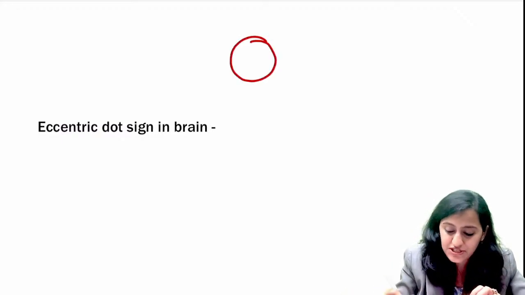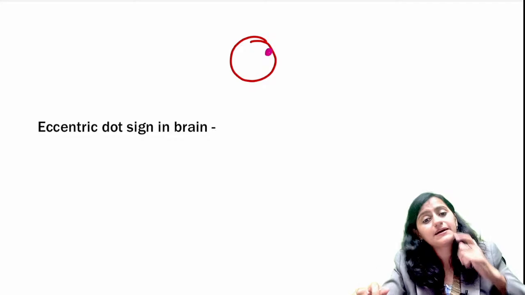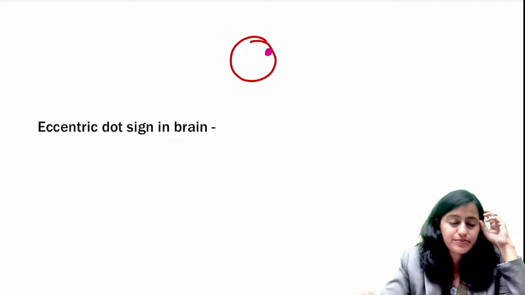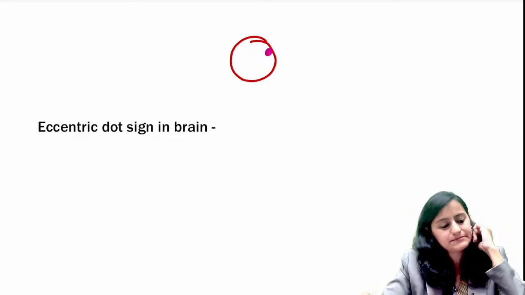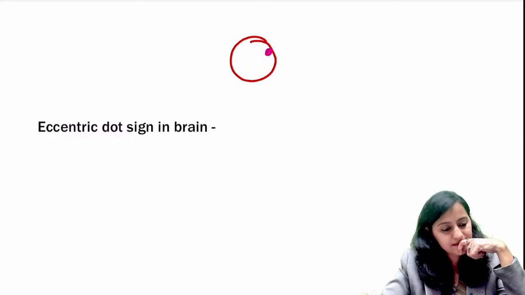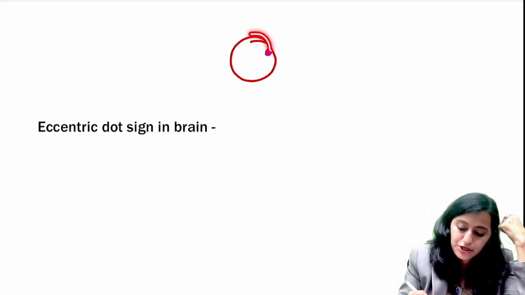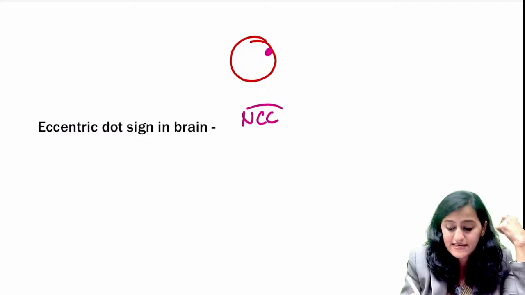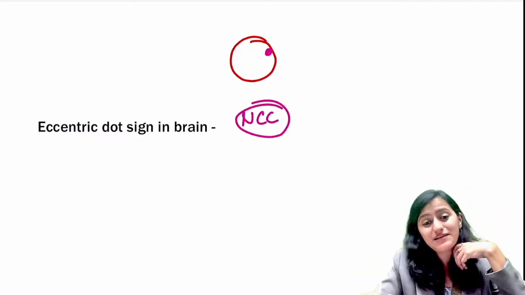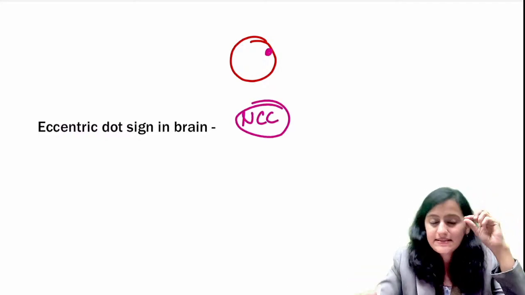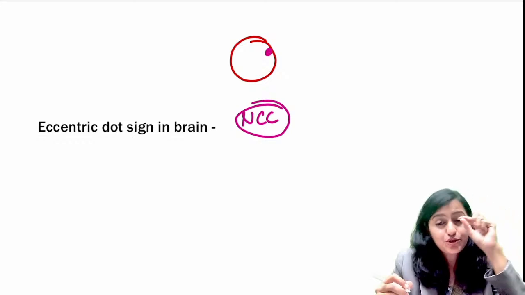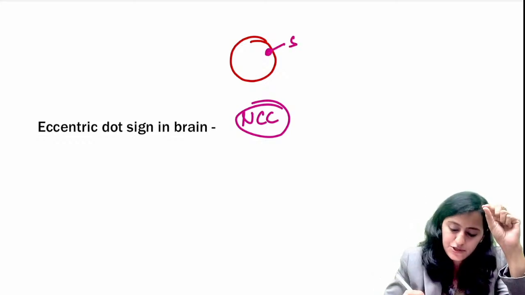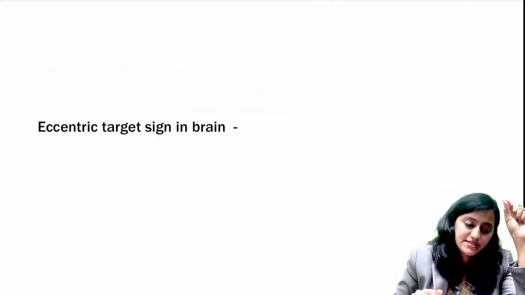Brain में कोई lesion है और उसके अंदर एक dot दिख रहा है. Eccentric dot, not the central dot, eccentric dot sign. Right, so this is the neurocysticercosis, the scolex within. Correct. This is seen in neurocysticercosis. So you are coming to that, the eccentric target sign. This we are talking about is the eccentric dot sign. The scolex appears like a dot. Okay, that is neurocysticercosis.